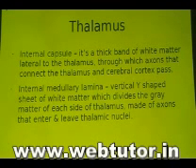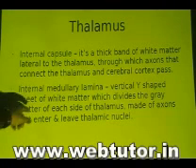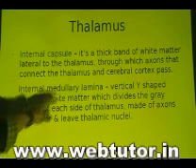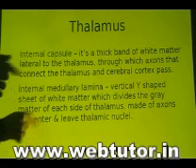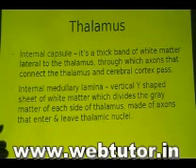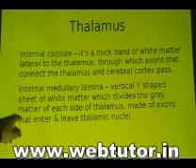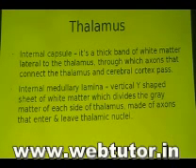Internal capsule is a thick band of white matter lateral to the thalamus, through which axons pass, connecting the thalamus and cerebral cortex. Alright. We'll see the internal capsule. Also there is the internal medullary lamina. Alright, I already showed you this, the white Y-shaped band. This vertical Y-shaped sheet of white matter, which divides the grey matter of each side of the thalamus, is made of axons that enter and leave the thalamic nuclei.